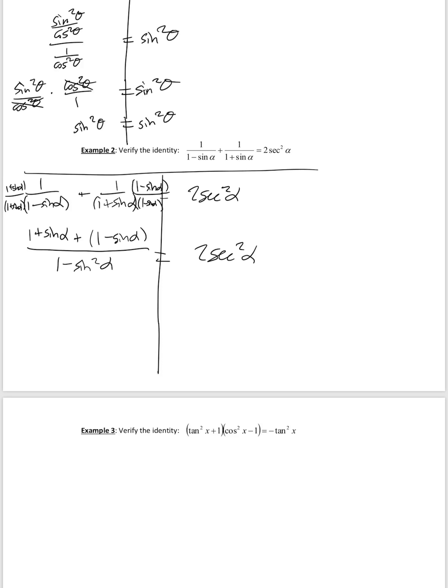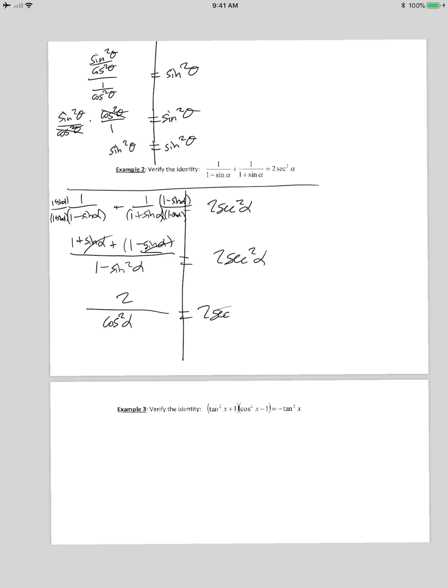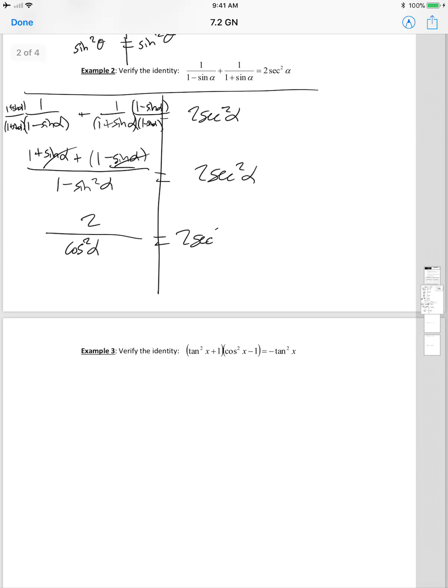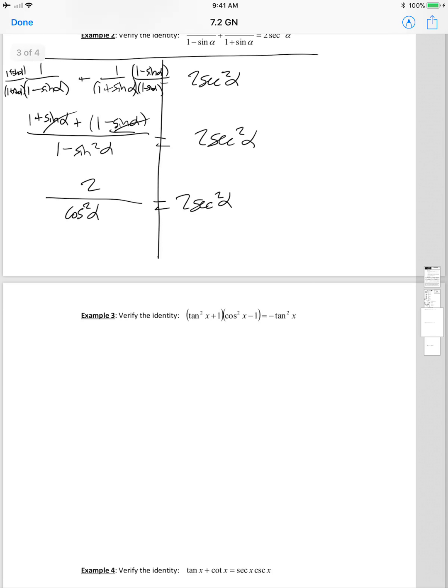Okay. 1 minus sine squared alpha is cosine squared. That's the Pythagorean identity. And then in the numerator, I have plus sine alpha minus sine alpha. That cancels. 1 plus 1 is 2. Whoops. Sorry about that. And if I rewrite this, just for clarity, then you see 2 over cosine squared alpha, which we know is 2 secant squared alpha.